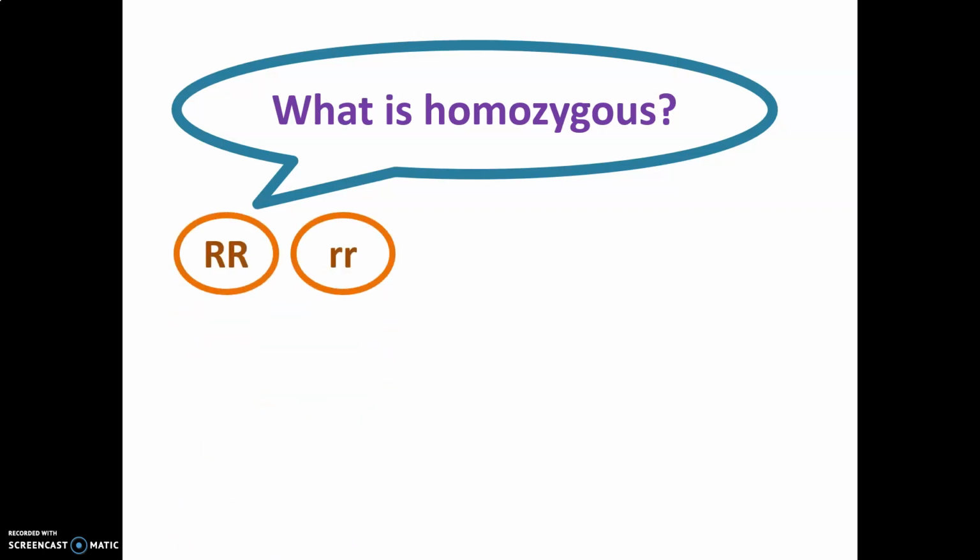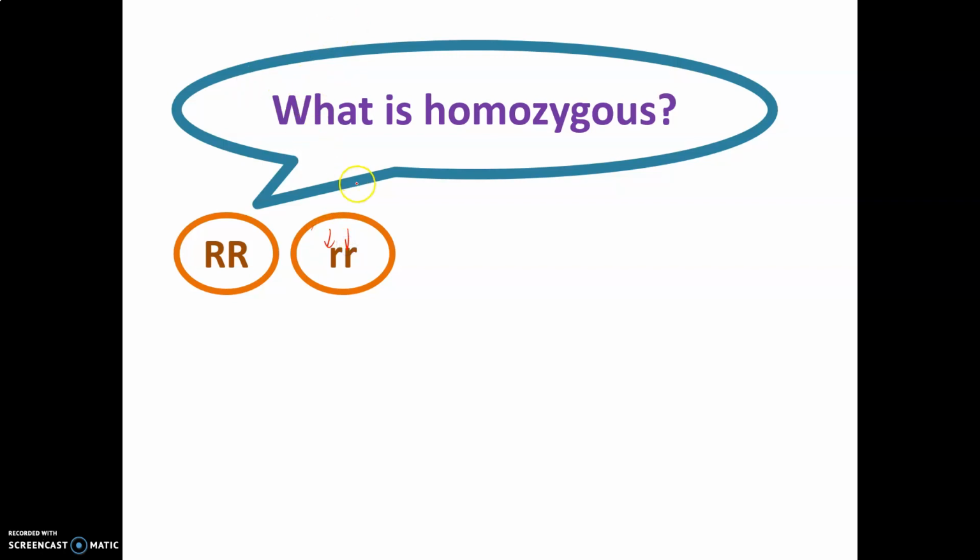We have two types of homozygosity. The first one is the one that have a pair of dominant alleles. Hence, this one is homozygous dominant. This individual is homozygous dominant because it has a pair of dominant alleles. On the other hand, we also have an individual that have a pair of recessive alleles. We call this person homozygous recessive, sebab dia ada dua recessive allele.